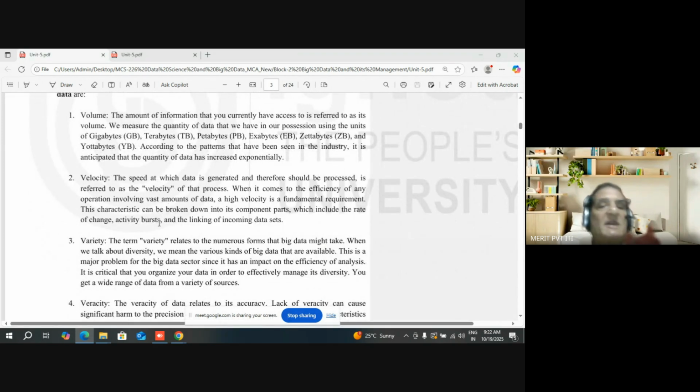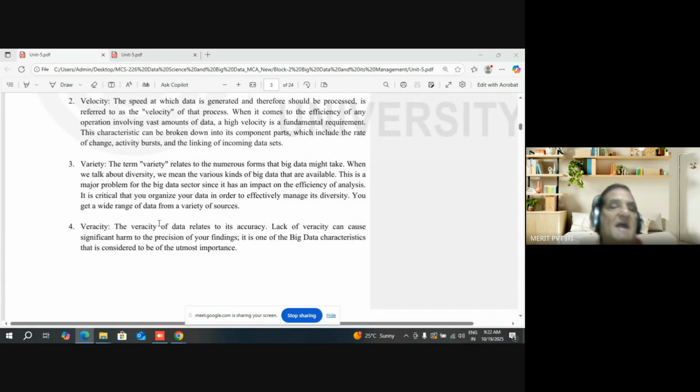Velocity, the speed at which data is generated and therefore should be processed, is referred to as the velocity of that process. When it comes to the efficiency of any operation involving a vast amount of data, high velocity is a fundamental requirement. So that's also there. It's a burst and linking of incoming data sets. Then variety. The term variety relates to the numerous forms of the data.